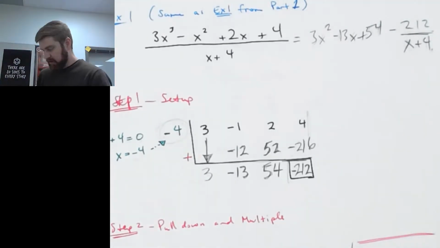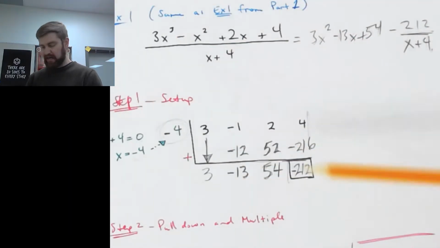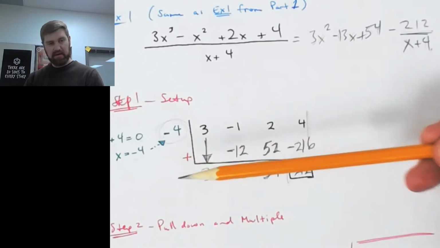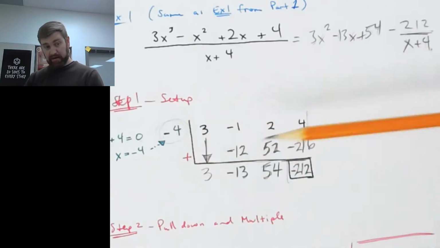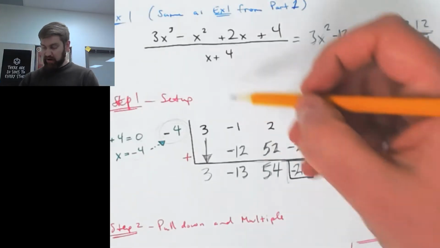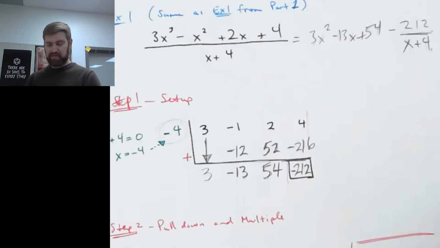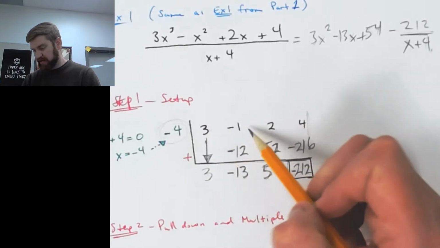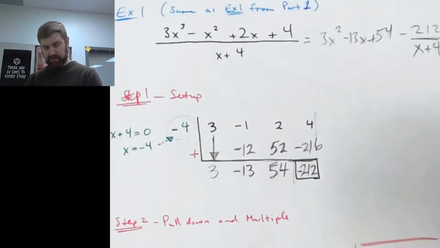Like I said before, the advantage of using synthetic division is that it only takes up 3 lines on your sheet of paper. It is quicker. You don't have to write a lot of the variables. Remember in long division we had to write x cubed, x squared, x, and so on and so forth. We don't have to do that anymore, so it's a little quicker.